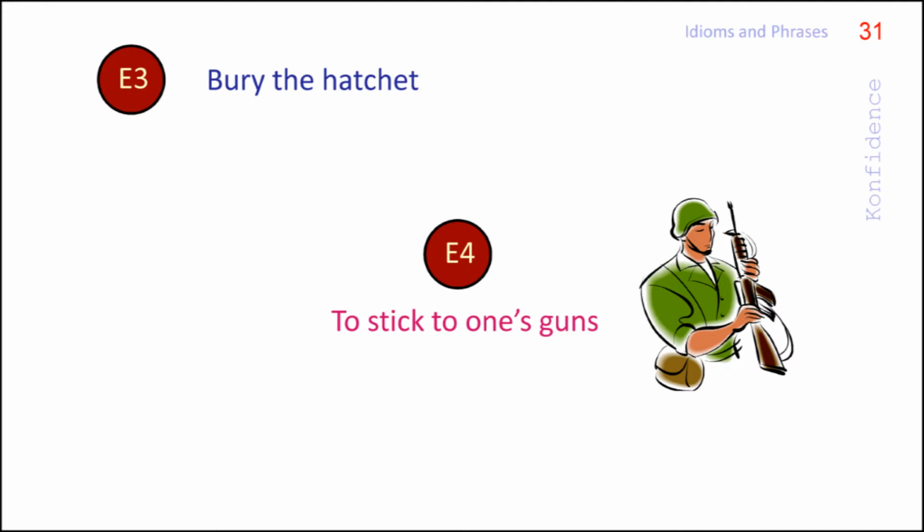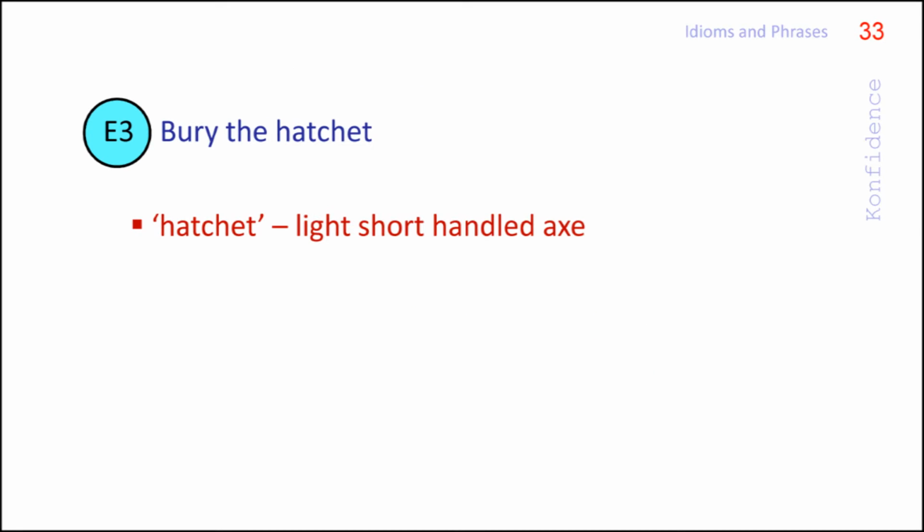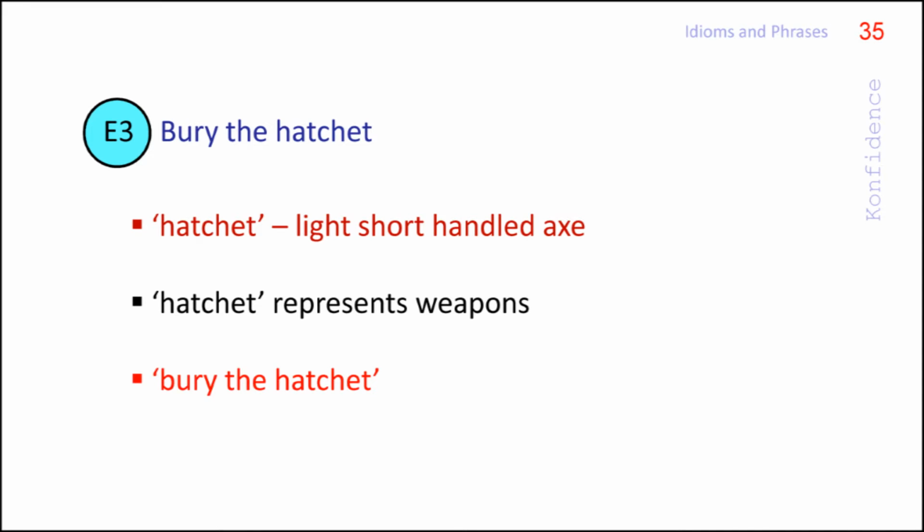Let us ponder over the meanings of the idioms given in the slide. Hatchet is a light short-handled axe. In this idiom, hatchet represents weapons. In the ancient time, at the end of a fight or a battle, people used to bury their weapons. From this practice, this idiom came into existence. So bury the hatchet means stop the fight, battle, or quarrel.